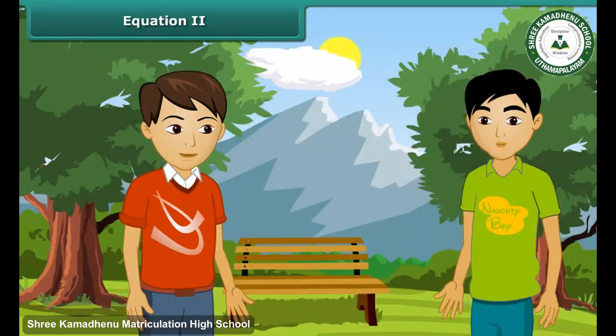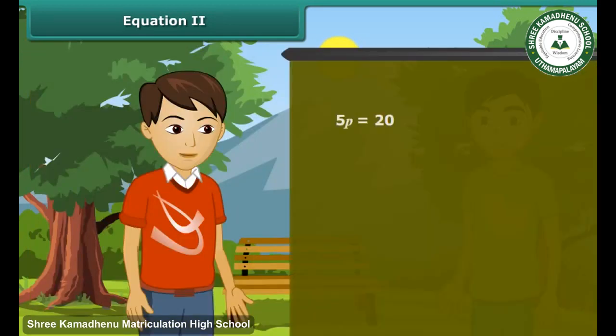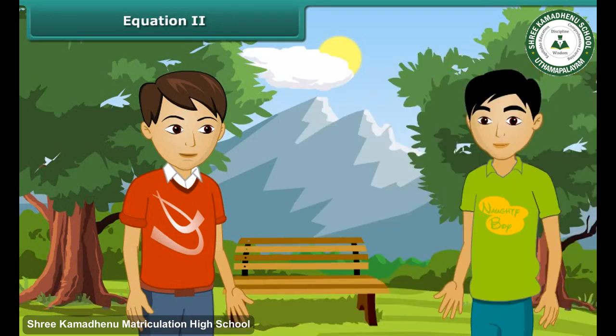We can also convert the equation into a statement. Can you give any example? Okay, look at this equation. x minus 5 is equal to 9. We can write it as taking away 5 from x gives 9. And we can write 5p is equal to 20 as 5 times a number p is 20. Correct.